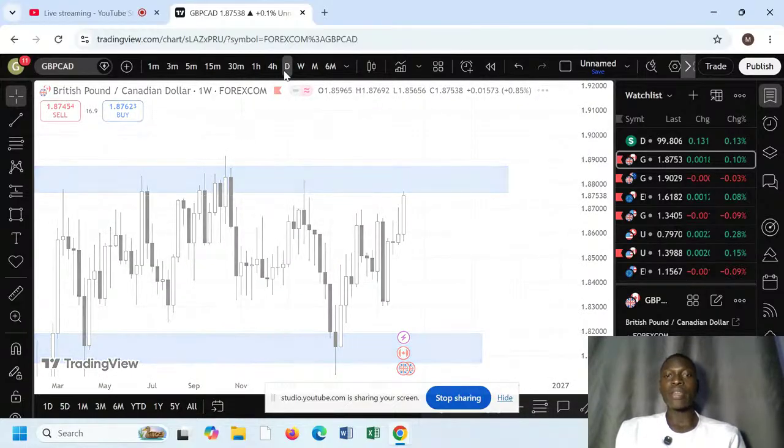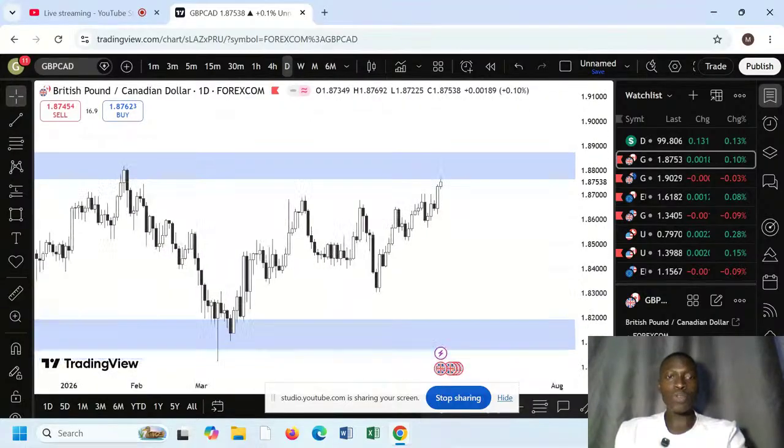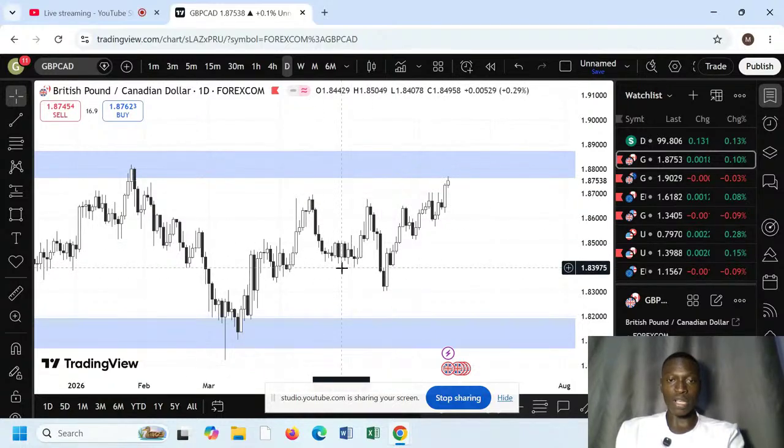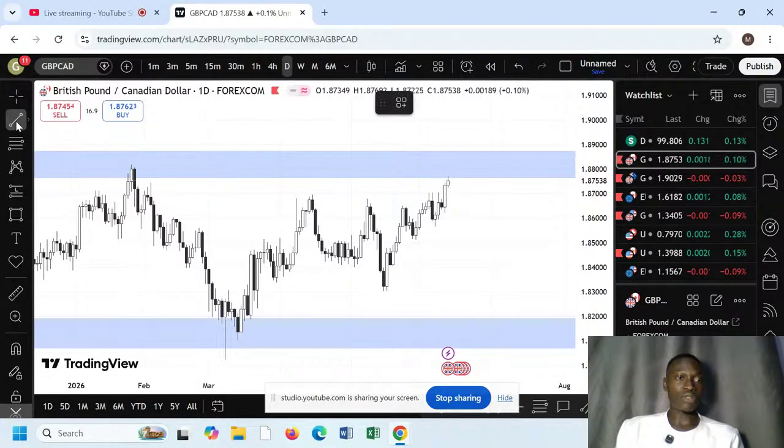Let's go to the daily. On the daily, you can see price pushed like this, then broke up and came back like this, and the liquidity was swept from down here, but the liquidity was swept from down here and then price started pushing up, so which means liquidity was swept here. There are things that I want to show you guys.